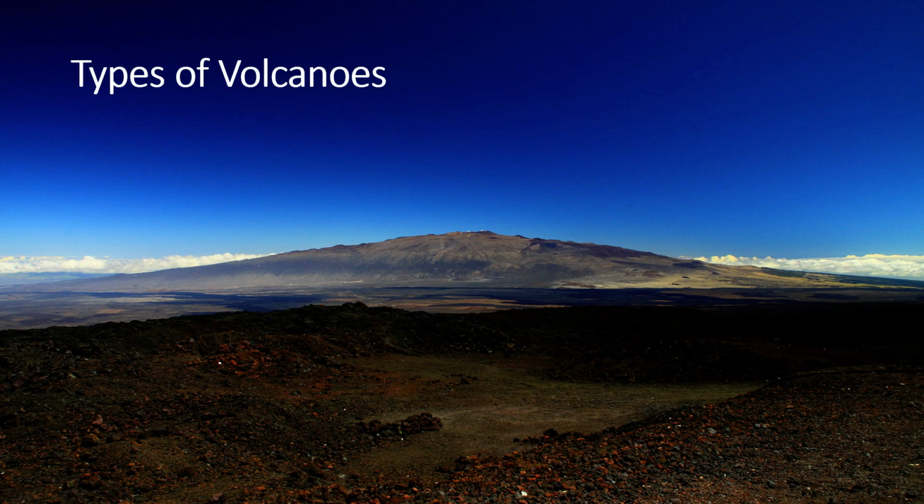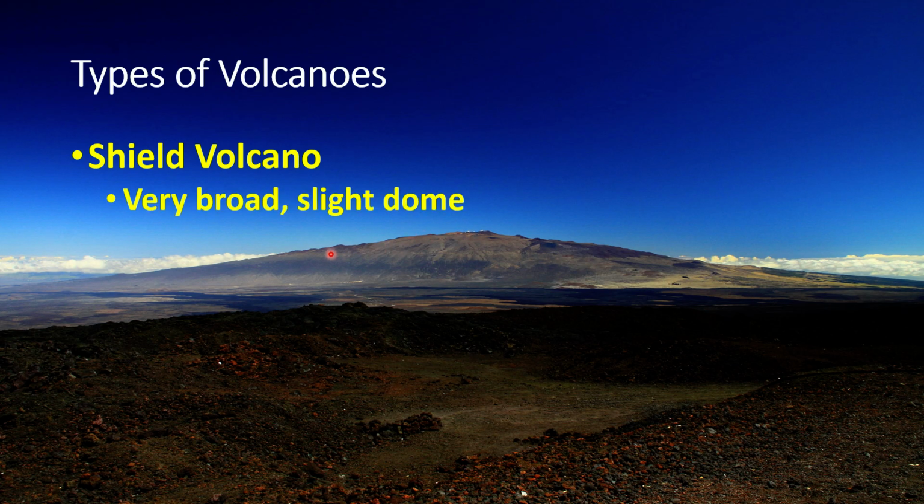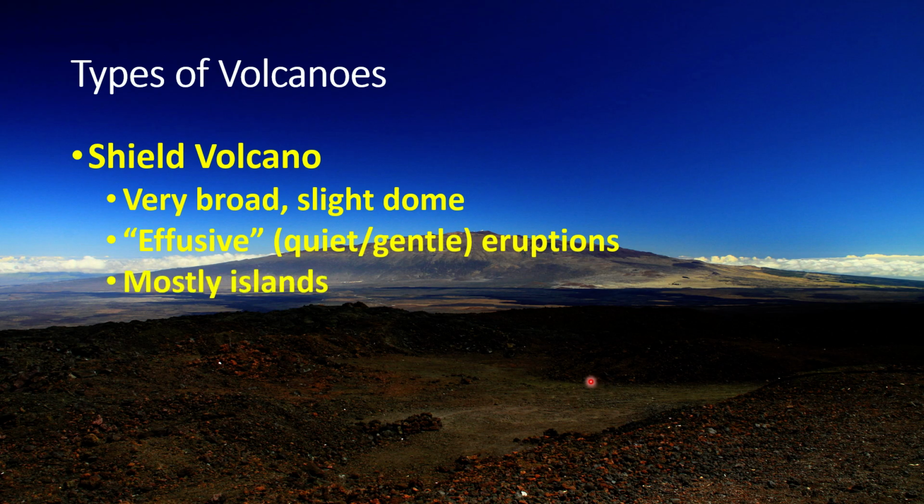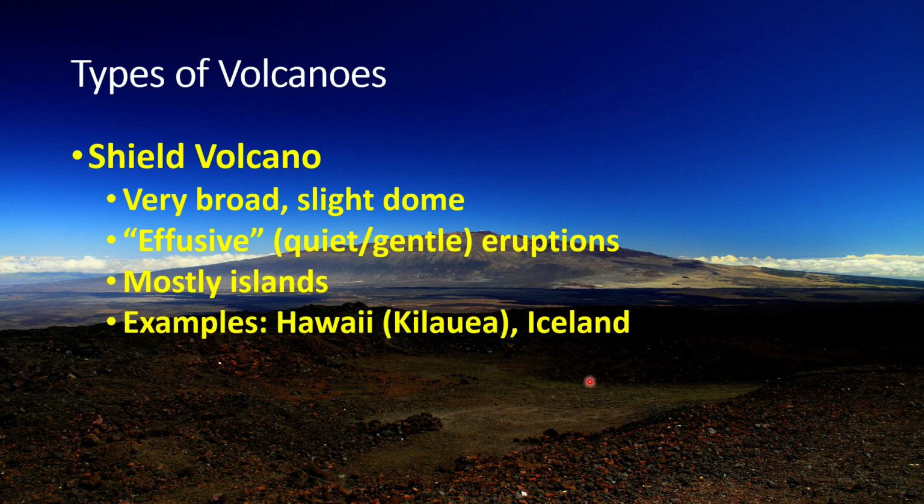On to the different types of volcanoes. So the first category of volcanoes is called the shield volcano. Shield volcanoes are called shield volcanoes because they're broad and have just a slight dome to them. If you imagine taking Captain America's shield and laying it down on the ground, it would form this shape with just this really gentle slope to it. Shield volcanoes have effusive eruptions, so they're more of that basaltic magma type. They're typically going to be islands out in the ocean.